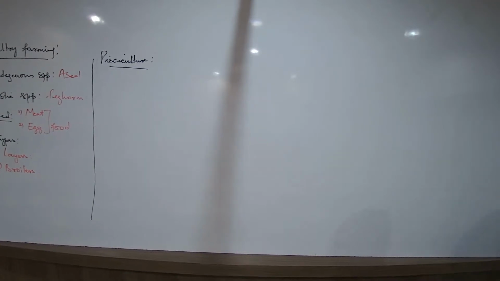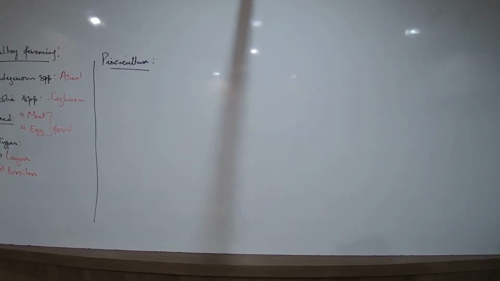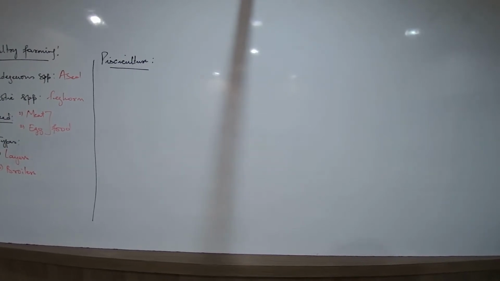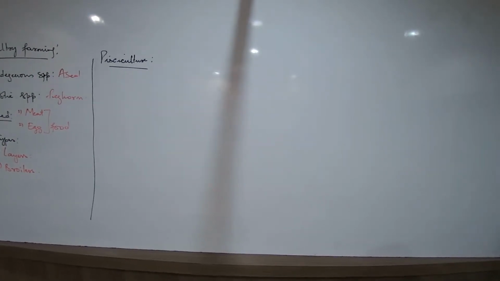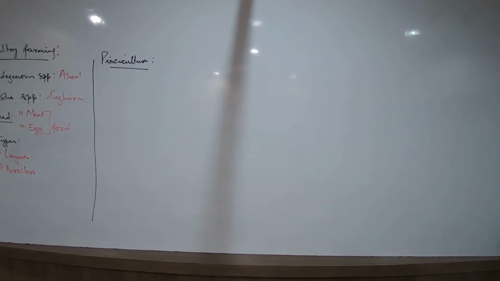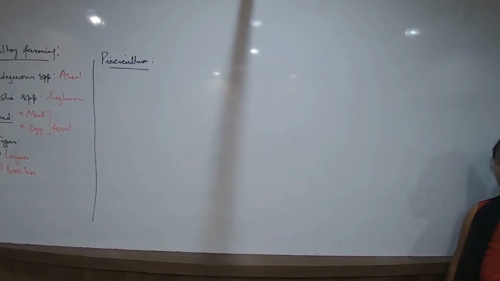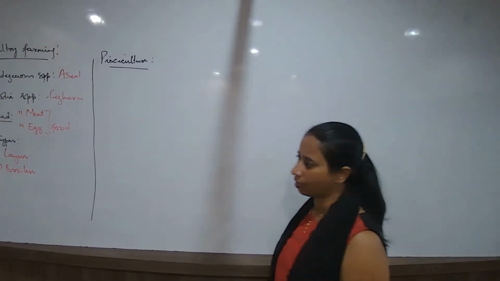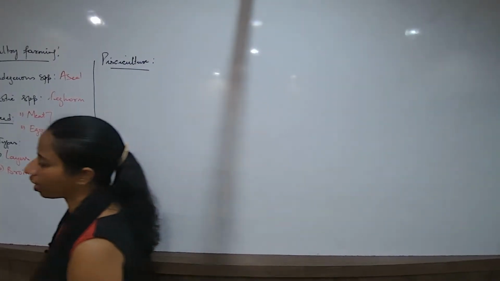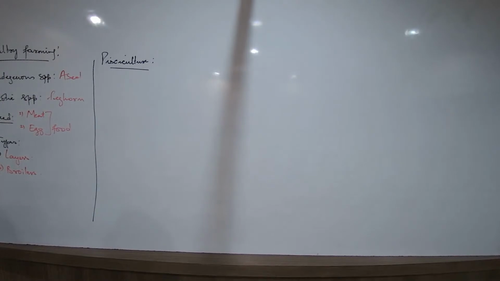Now, when we are talking about pisciculture, remember the definition. What is the definition I told you? Scientific method. Tell me the definition I told you. Rearing, breeding and caring of fishes and other aquatic organisms scientifically. And what should be there in your answer? Scientifically is known as pisciculture.